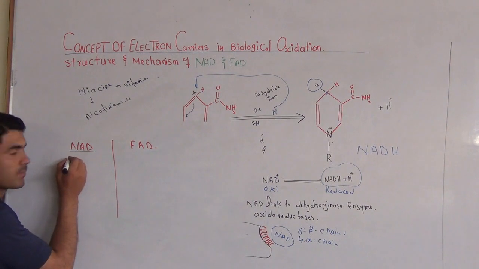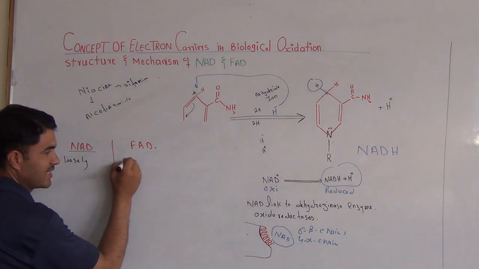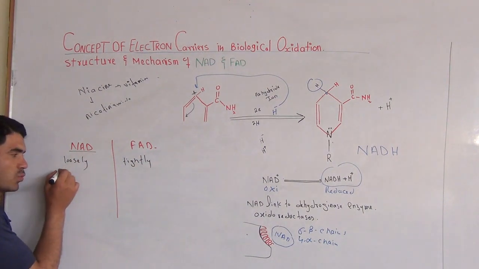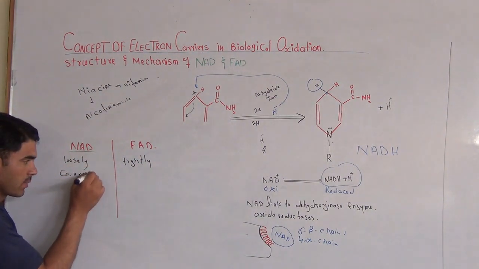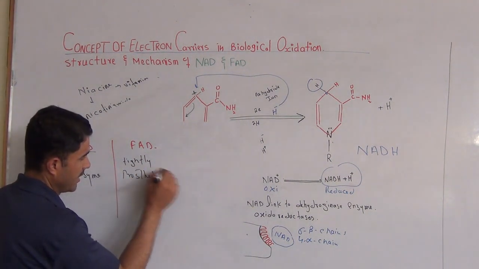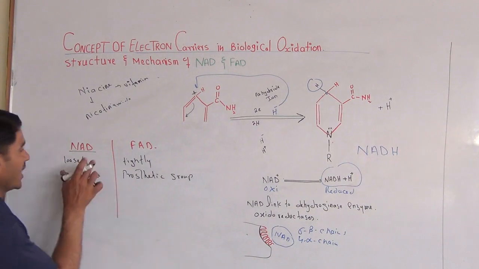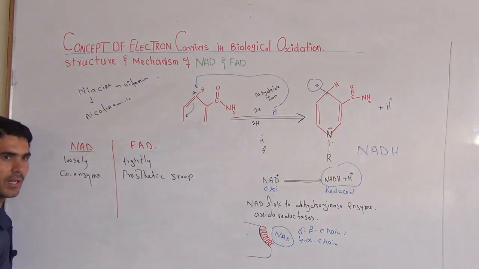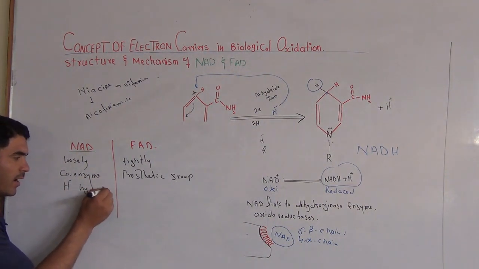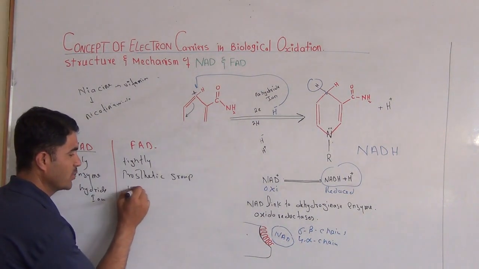NAD is loosely attached to the enzyme, but FAD is tightly attached to the enzyme. If it is loosely attached, we call it coenzyme. If it is tightly attached, we call it prosthetic group. Right? So this is called a prosthetic group. NAD requires electron and hydrogen in the form of hydride ion, H minus. But FAD requires this in the form of hydrogen atom.